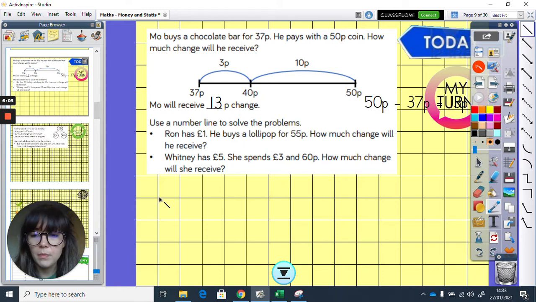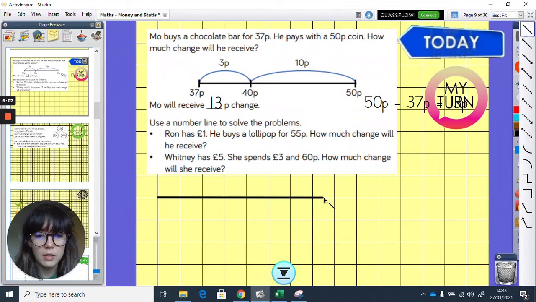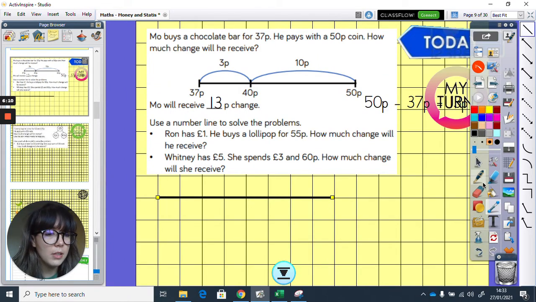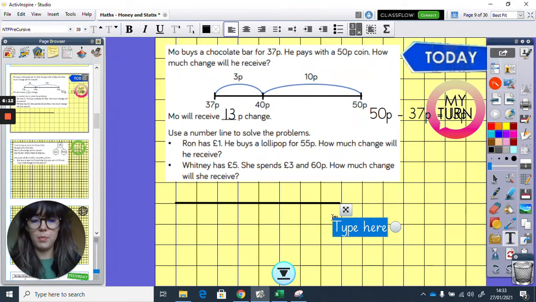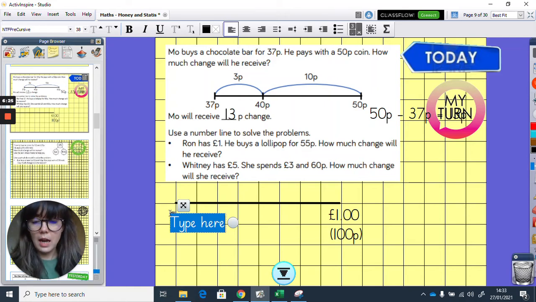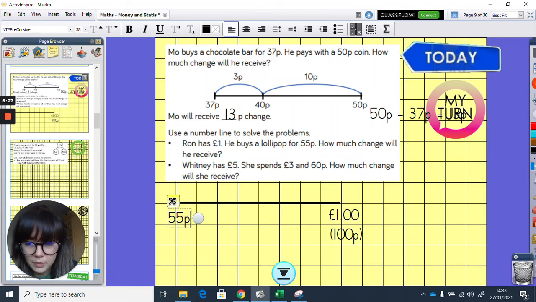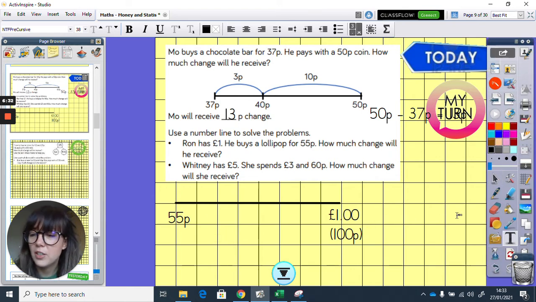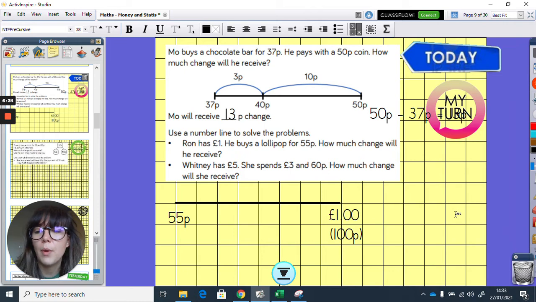So for our first one, Ron's got £1. How many pennies in a pound again? You're right, 100p, okay? So I'm going to write £1. Underneath it, I'm going to write 100p because that reminds us. It doesn't matter, you can write whatever you like on your working out. And we're starting off at 55p, okay? So we need to do a jump. I'm going to do a jump of, oh, actually, I'm going to let you have a go at this one. So pause the video, have a go, about 5 minutes, and then we'll come back to this question.